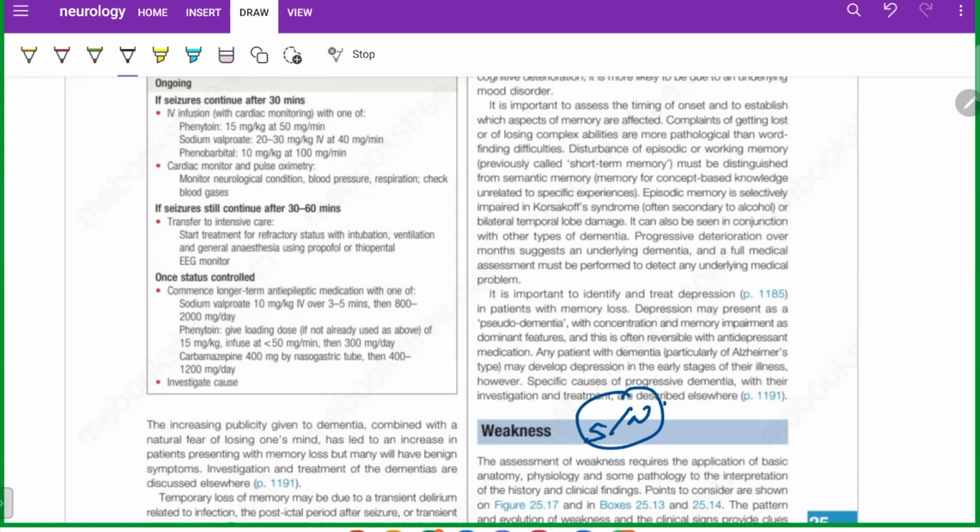Once your status is controlled, commence a long-term anti-epileptic with sodium valproate 10 mg per kg for 3 to 5 minutes, then 800 to 2000 mg per day. Then phenytoin, you can give a loading dose if not already 15 mg per kg and infuse at less than 50 mg per minute, then 300 mg per day you can give.